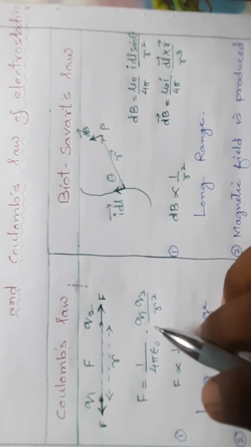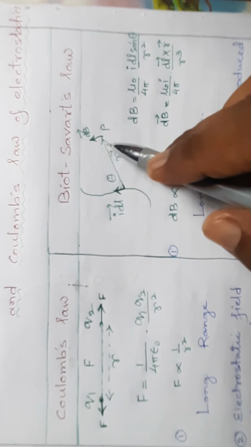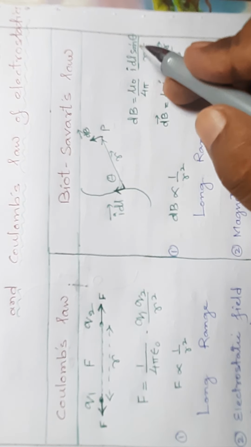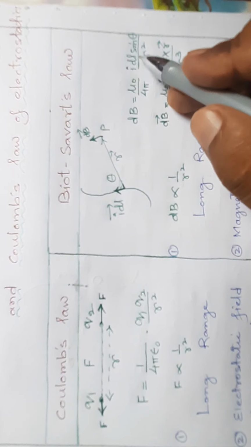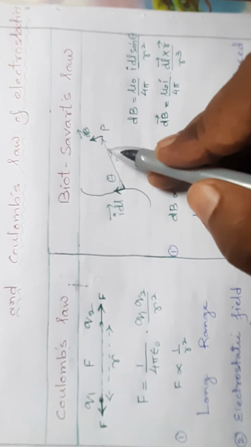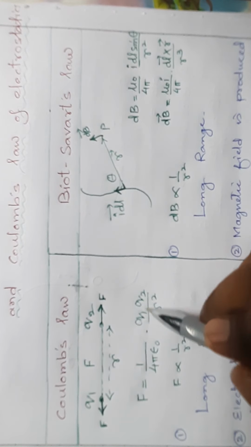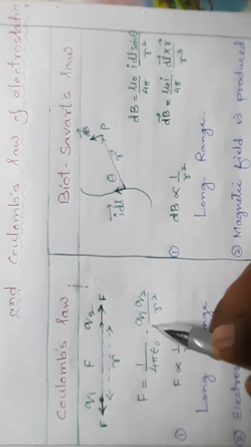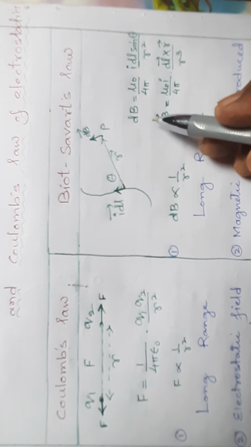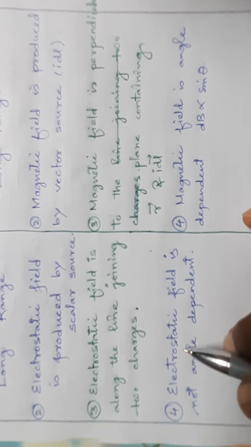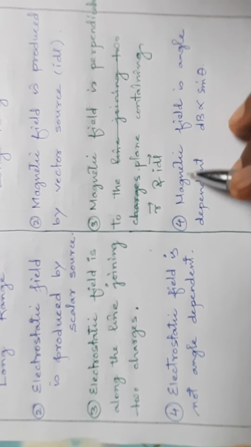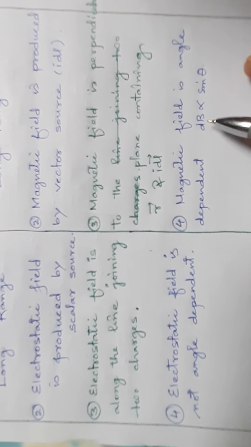Okay, the final difference: in Biot-Savart's law, the field depends on the angle theta. If the angle changes, the magnetic field will also change, dB proportional to sin theta. But here the force does not depend on theta. Thus, the electrostatic field is not angle dependent, but the magnetic field is angle dependent.